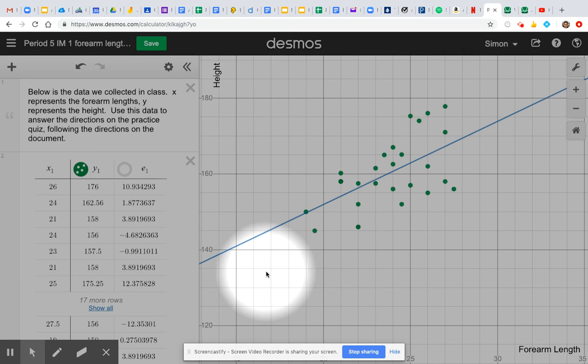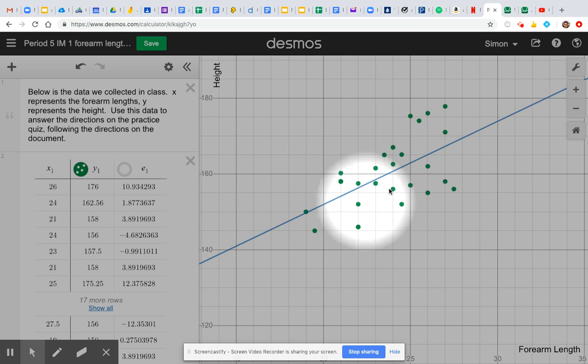So this is a problem that we might look at a little bit more later in the year. We took a whole bunch of measurements of people's forearm length, that's the length from your elbow to your wrist, and then compared that relationship to the height. And the question was, is there a relationship between forearm length and height? And again, we'll do this more later in the class.